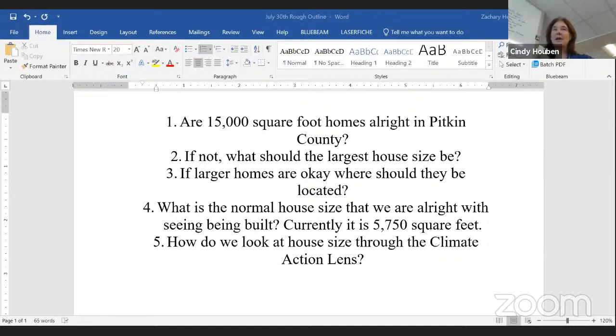The main questions we'd like to try to address today are right here on the screen. It's just some of the basic questions. Are the 15,000 square foot homes all right in Pitkin County? If not, what would the largest house size be? If larger homes are okay, where should they be located? And what is the normal house size that we are all right with seeing being built? Currently, it is the 5,750 feet. And how do we look at house size through the climate action lens? Yeah, I think that fifth question is something we want to ask in each one of these questions.